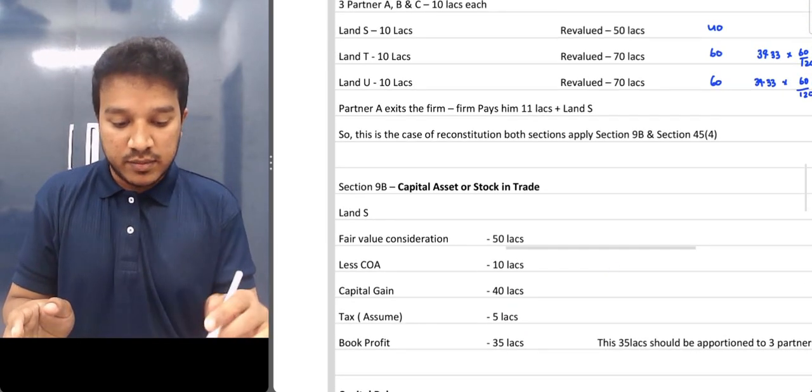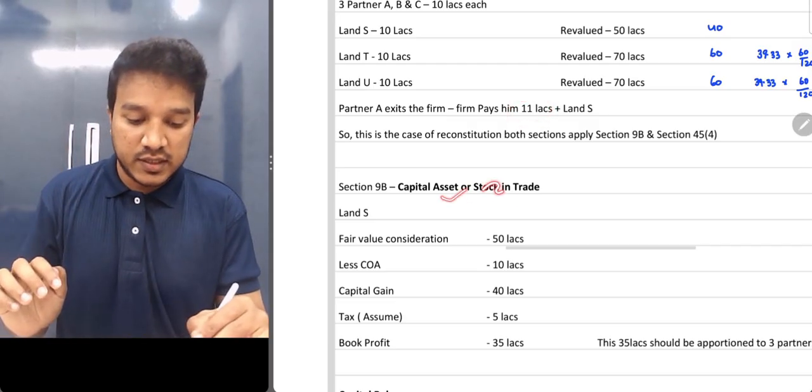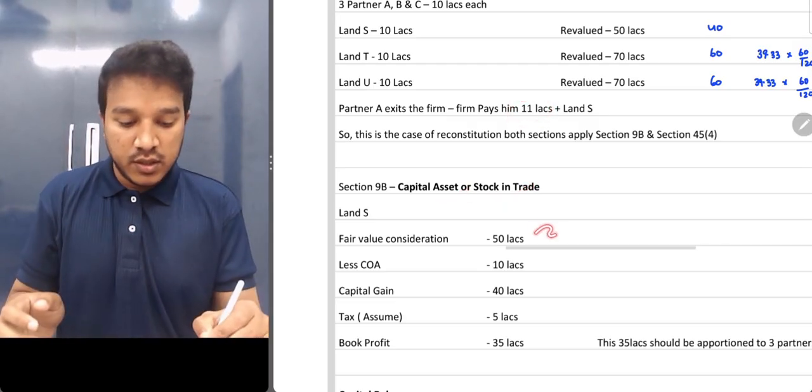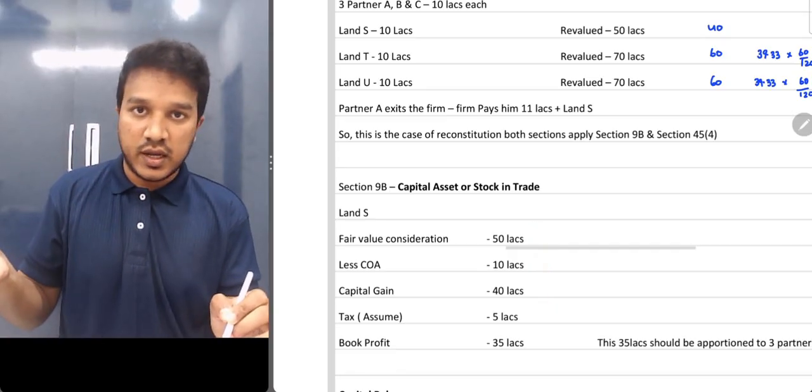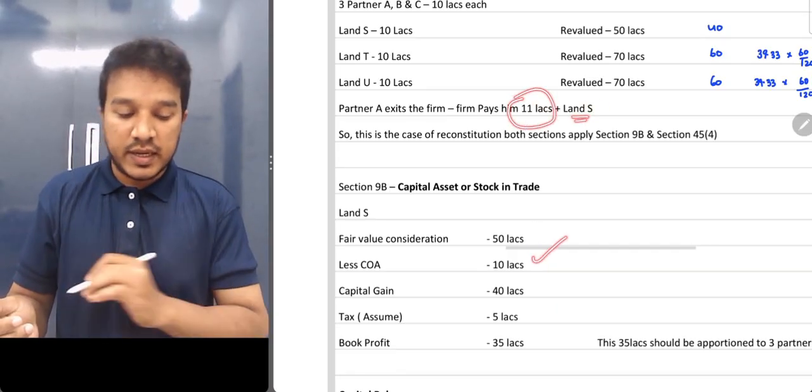So section 9B does not include money, that's why we have not included 11 lakhs. Only land, capital asset and stock in trade. If they had given stock in trade also, we would have taken stock in trade in our calculations. Since they have given only land, we have considered land. Now comes the money part.